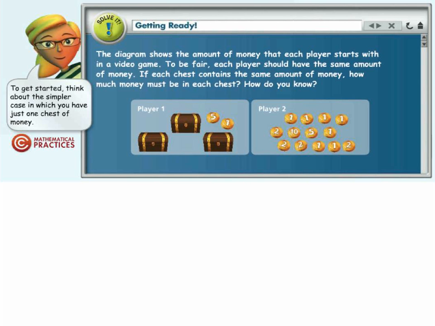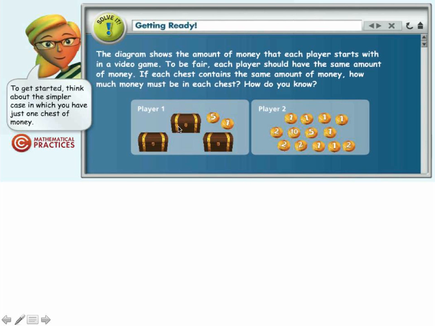Here we go. The diagram shows the amount of money that each player starts with in a video game. To be fair, each player should have the same amount of money. If each chest contains the same amount of money, how much money must be in each chest? How do you know? Well, if I look here, player 1 has 3 chests and 6 coins. And over here, player 2 has a whole bunch of coins.